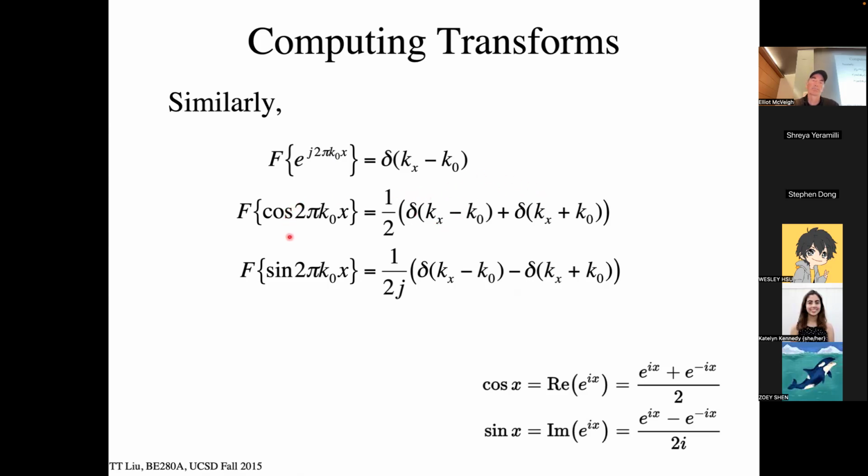It's basically a wave going this way and this way at the same speed. And then a sine wave, same deal. You get 2 delta functions, except one is positive, one is negative, and it's phase shifted by 2j.